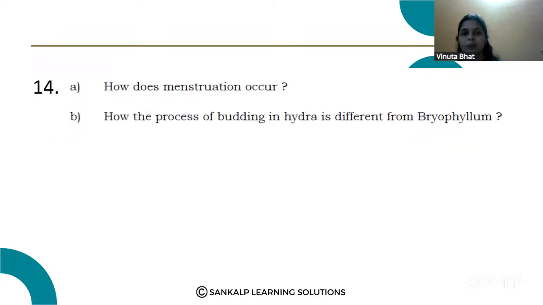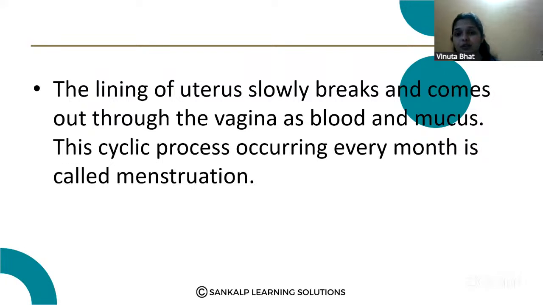Next question. How does menstruation occur? How is the process of budding in hydra different from budding in bryophyllum? How does menstruation occur? The lining of the uterus slowly breaks down and comes out through the vagina as blood and mucus. This cyclic process occurring every month is called menstruation.